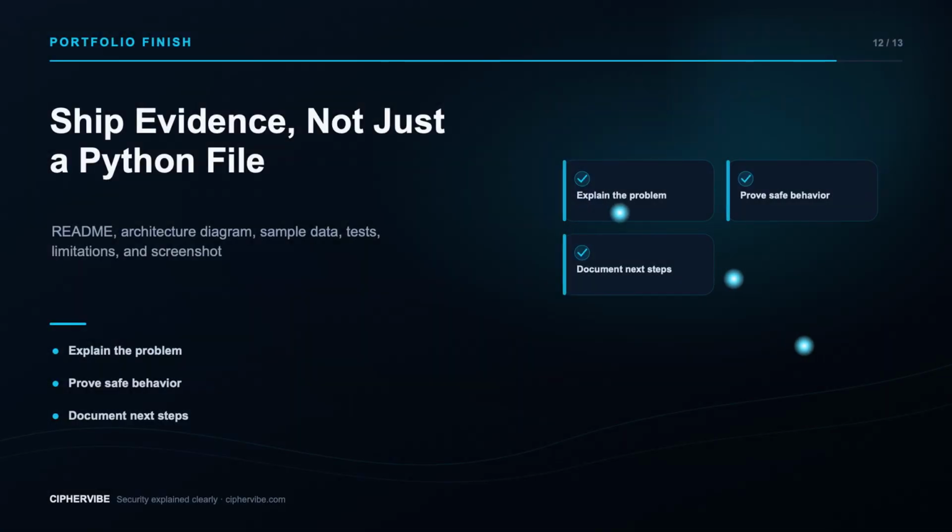For each project, publish a clear README with the problem, safety boundary, architecture diagram, setup, sample input, expected output, tests, limitations, and improvement ideas. Include a screenshot of the result and one failure you fixed. Do not commit real logs, secrets, credentials, customer data, or copied code. A small project you can defend in an interview is stronger than a large tool you cannot explain.